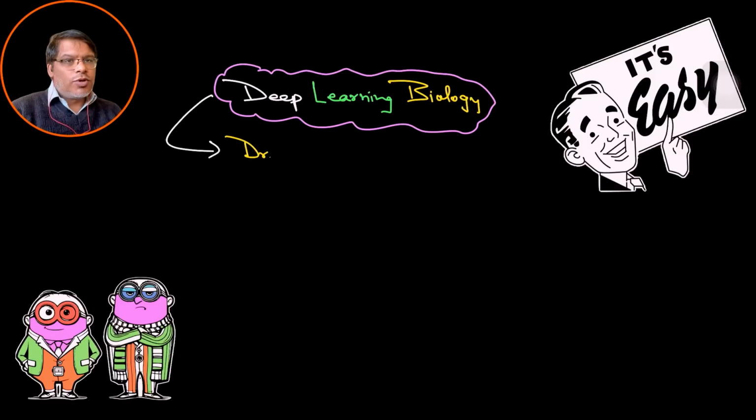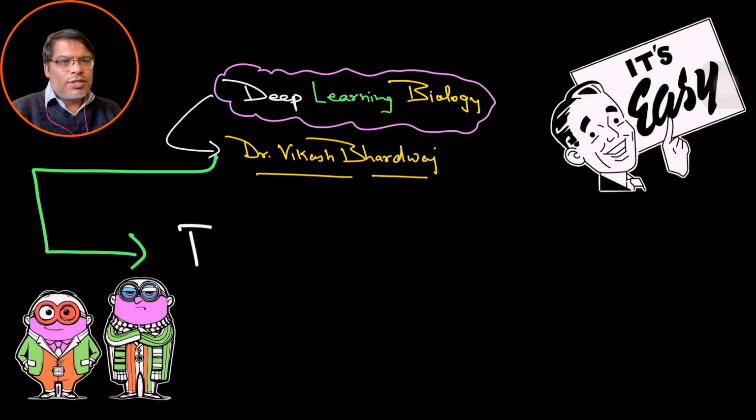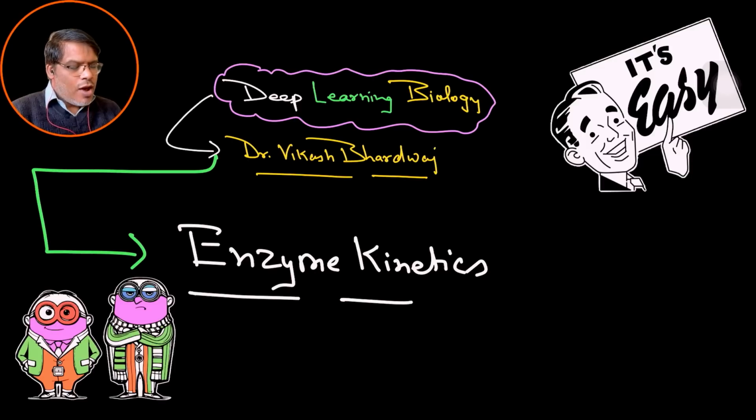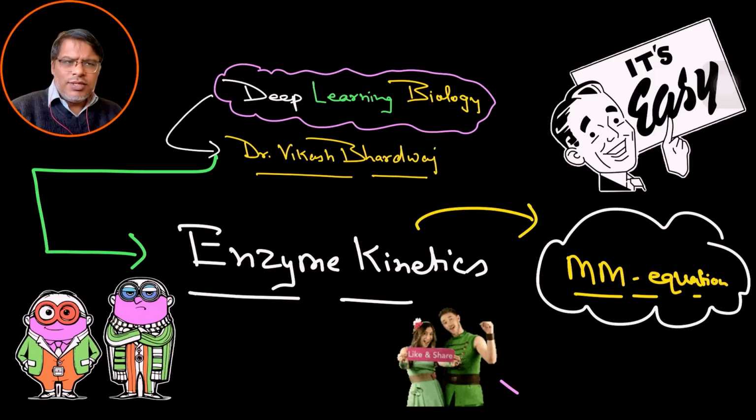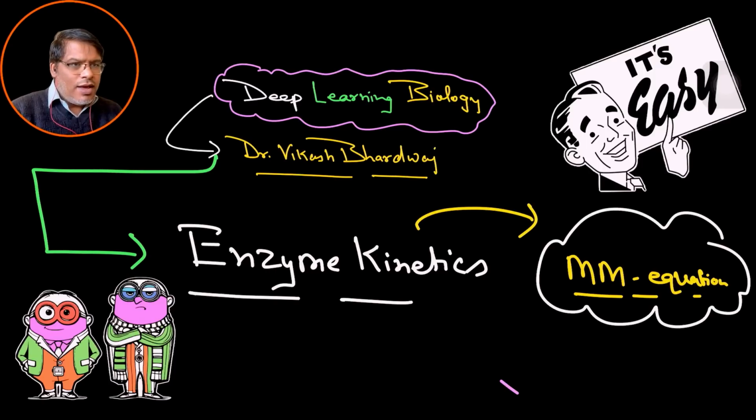My name is Dr. Vikash Bhardwaj, and in this video we are going to discuss enzyme kinetics. We are going to discuss how to derive the Michaelis-Menten equation. In this video I am going to teach you how you can easily derive the Michaelis-Menten equation. It's easy. Be with me and learn how to derive this equation.